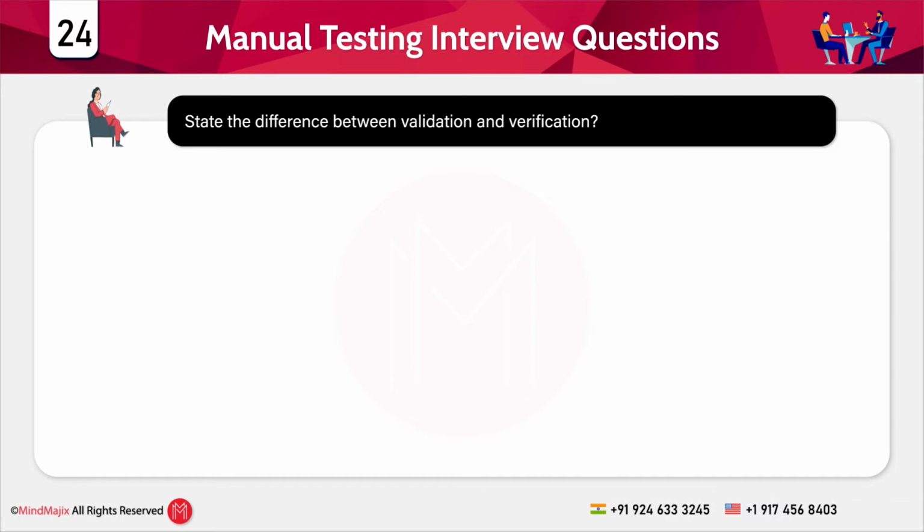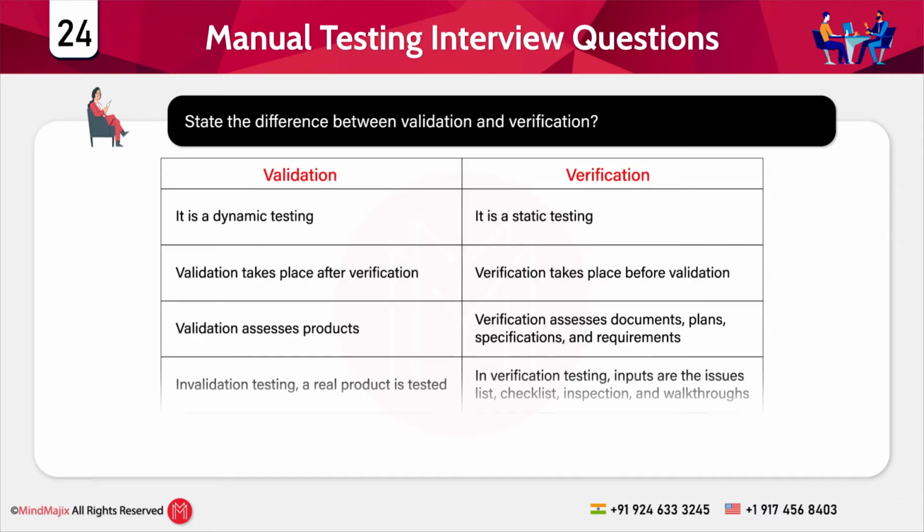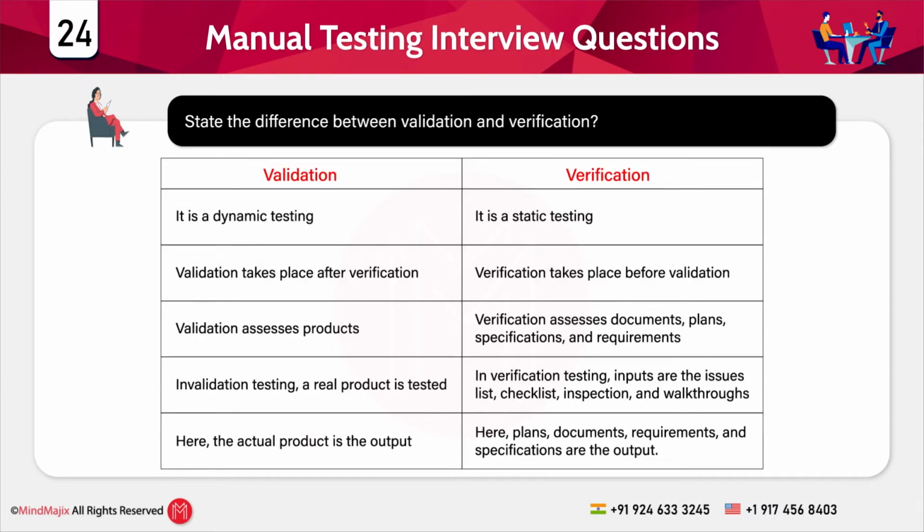Okay, so guys, as you can see on the screen, this is the difference between validation and verification. So in an actual interview also, if you're asked such a question like state the difference between so and so, what you can do is you can ask for a pen and paper. You can make two separate columns, one for validation, one for verification, and in short words, you can write the points that you want to explain.